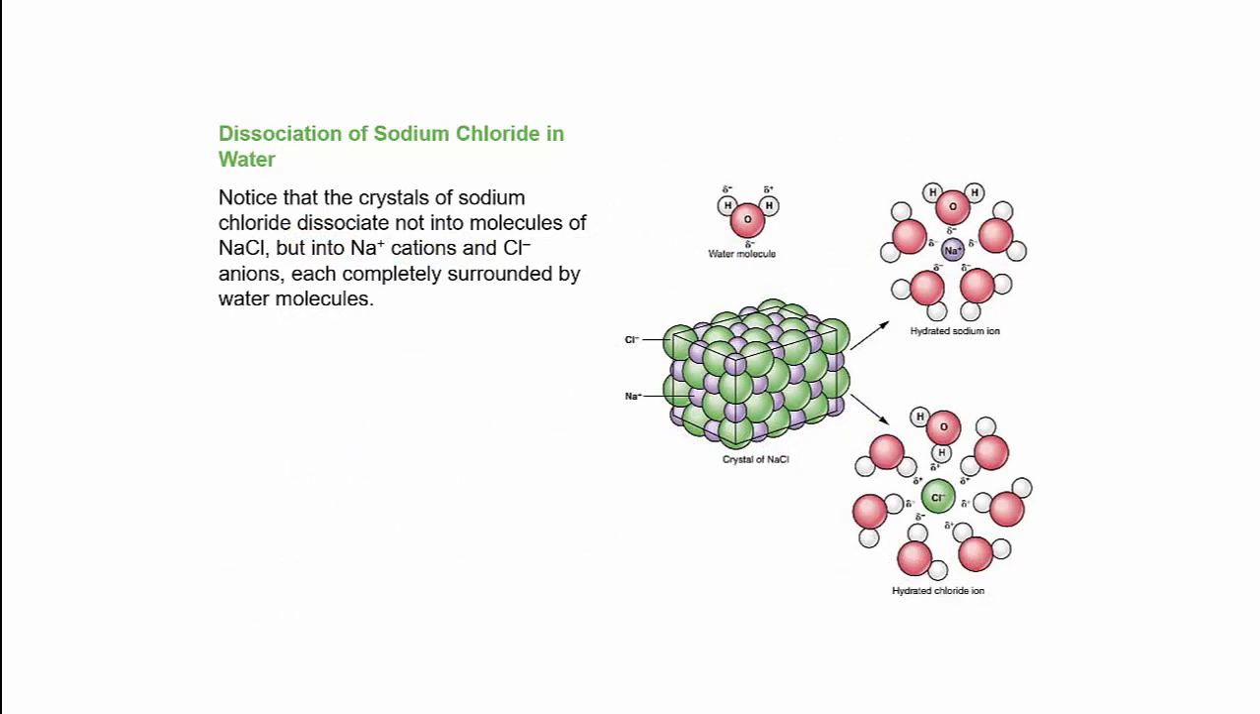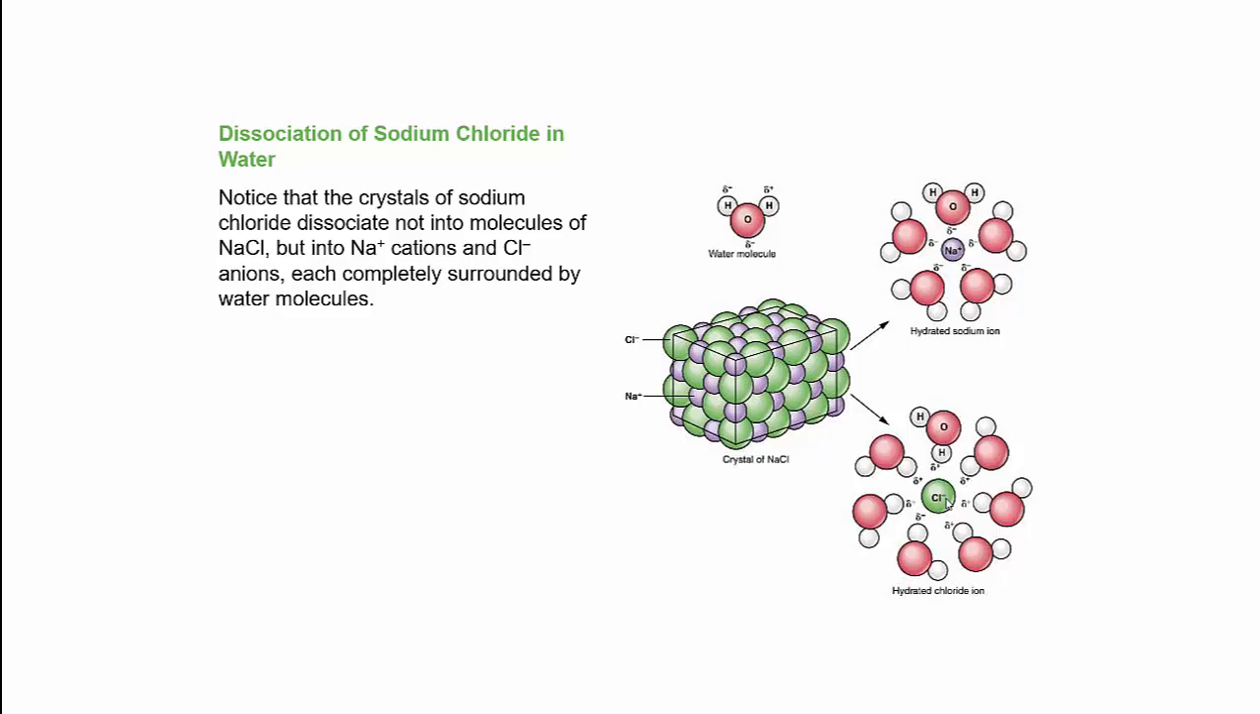Dissociation of sodium chloride in water. Now notice that the crystals of sodium chloride dissociate not into molecules of sodium chloride, but into sodium, which has a plus charge, and so we call that a cation, so sodium cations, and chloride, which has a negative charge, things with negative charges we call anions, and each completely surrounded by water molecules. Okay, so again, if we take crystal salt, some table salt, we pour it into a glass of water, stir it up, eventually the water molecules are going to start to surround the individual sodium and the individual chloride, and this is what's going to allow it to dissolve in solution.